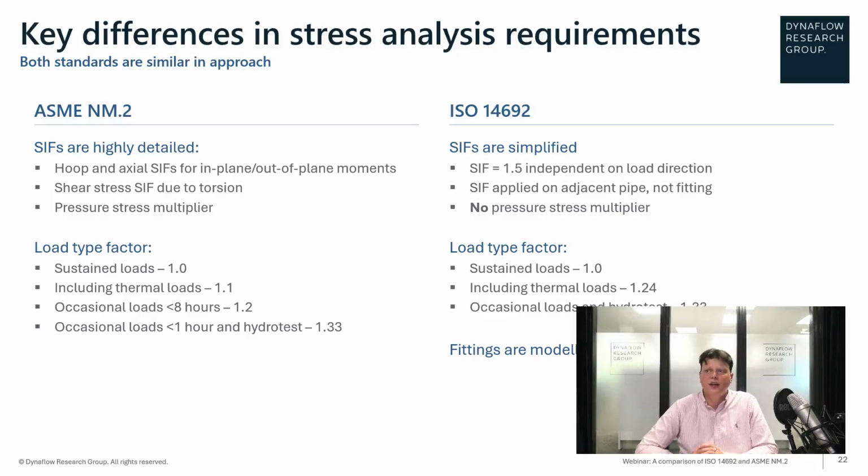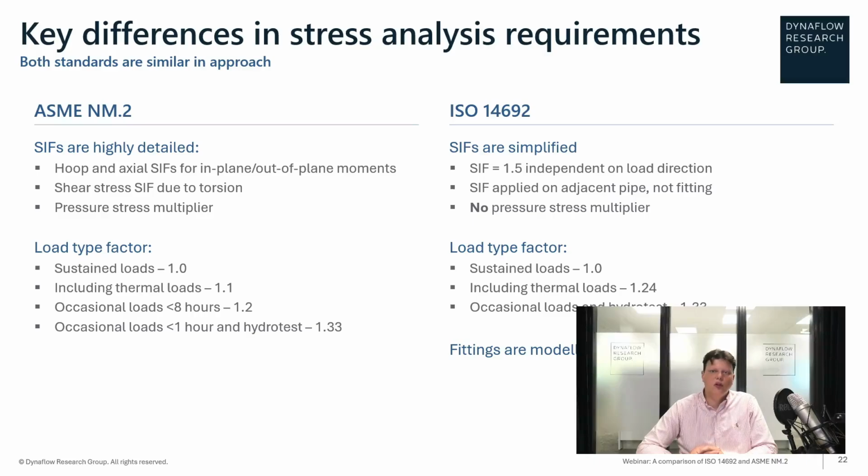On the other hand, in the ISO, the SIFs are simplified. The SIF is just 1.5, independent of the load direction, and it's applied on the adjacent pipe, not the fitting. That's based on practical experience, in that it is usually not the fitting that fails, but the pipe nearby. No pressure stress multiplier is used.